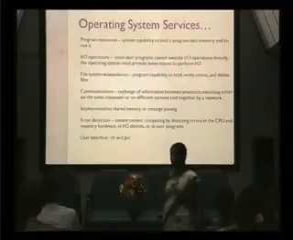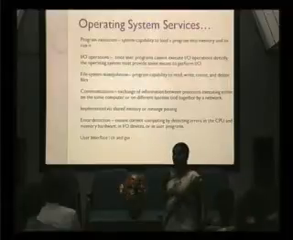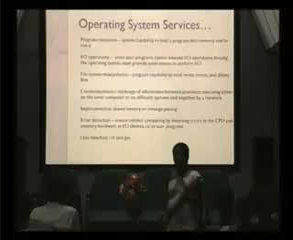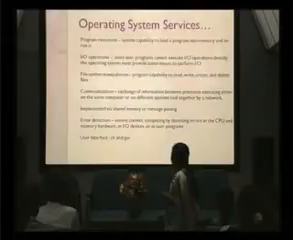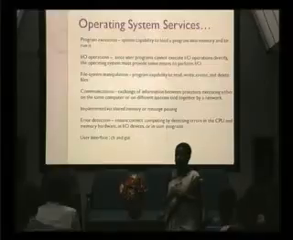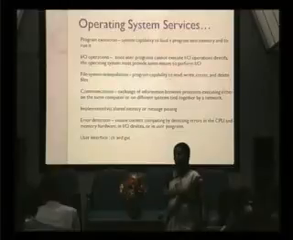So far we have discussed the major components of the operating system and the responsibility of the OS for the different components. Now we shall see the services provided by the operating system. Program execution: the system's capability to load a program into memory and to run it. That is the first and foremost service provided by the operating system. After loading into memory, the program gets executed.